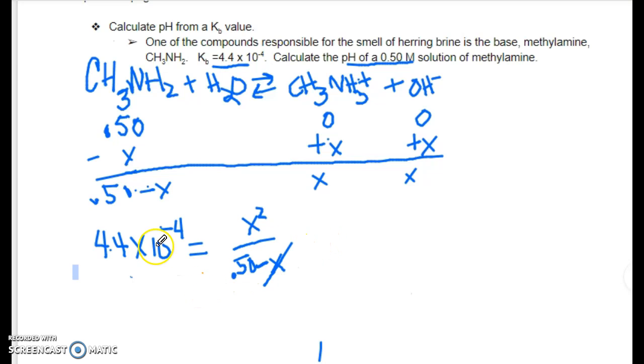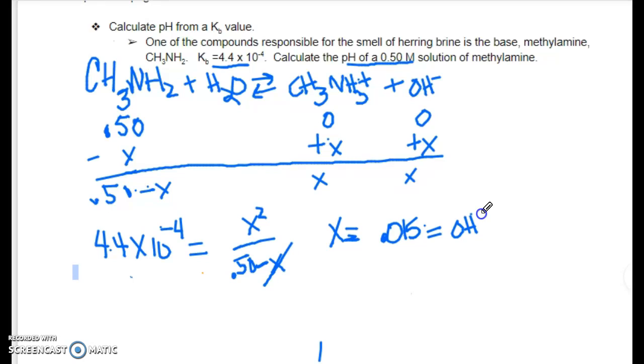So I'm going to cross multiply my values, and that is going to give me 0.5 times 4.4 times 10 to the minus 4th equals x squared, and I just did all the math in the calculator, so x is going to be 0.015, which is your OH concentration.